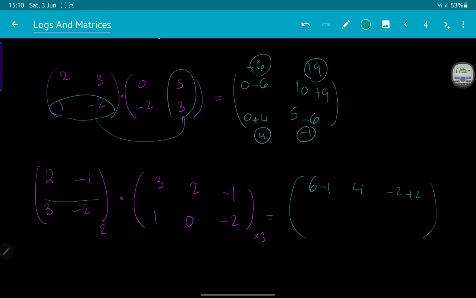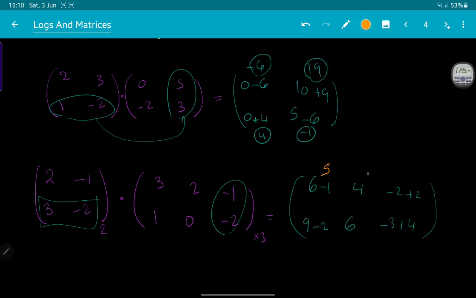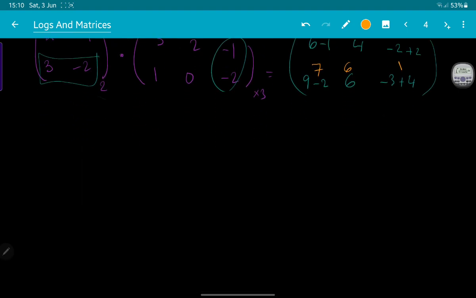Let's go to the second row. 3 times 3 and negative 1 times 2. It's 9 minus 2. 3 times 2, 6, and negative 2 times 0 is 0. 3 times negative 1, negative 3, and negative 2 times negative 2 is positive 4. Simplify, put the answer in simplest form: 5, 4, 0, 1, 6, 7. This is how to multiply two matrices.